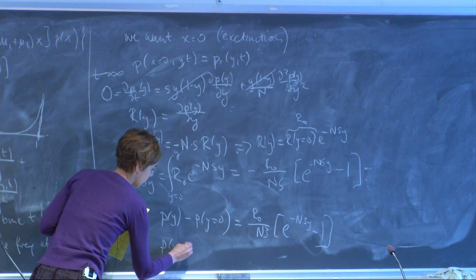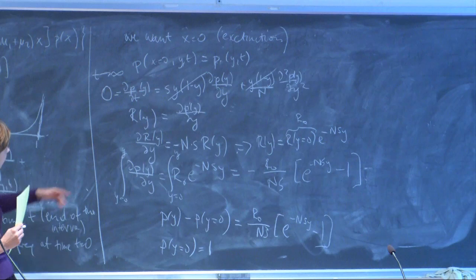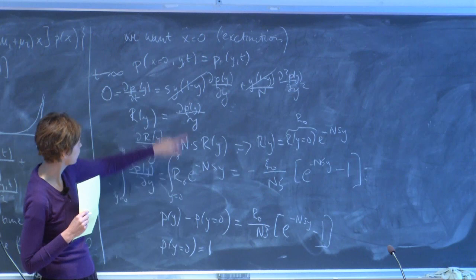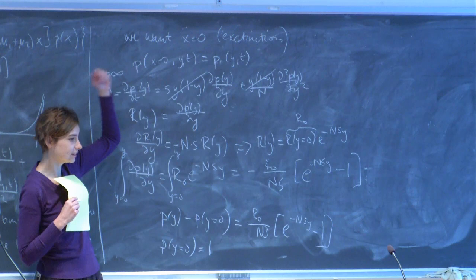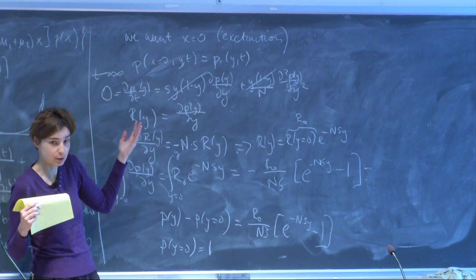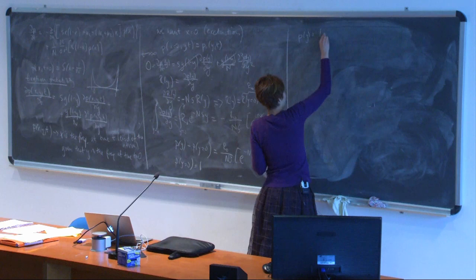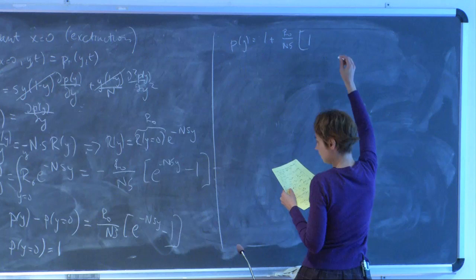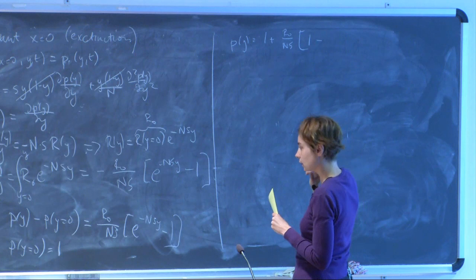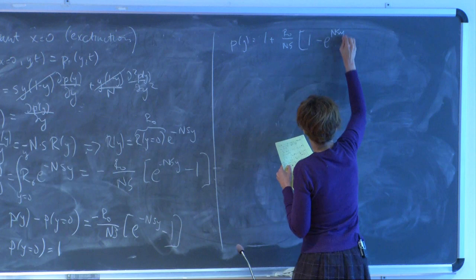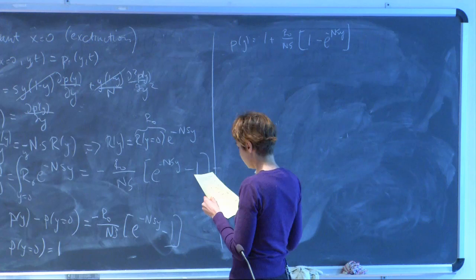Nothing interesting happened, but now we know that P of y equals 0 is equal to 1. Because if P of y is the probability, basically, I'm asking now the question, what's the probability that I end up at zero given that I started at zero? Right? So if I'm already there and it's an absorbing boundary, I won't move. So this is one. So that means that P of y is 1 plus R0 ns e to the minus ns y. Negative. All my signs are okay.